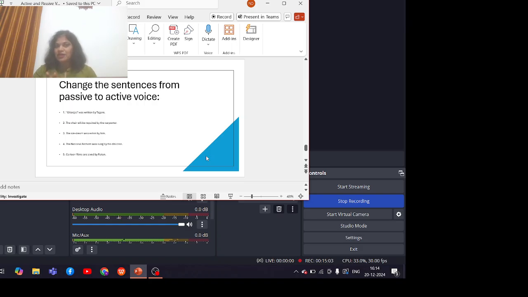Who wrote Gitanjali? Tagore. Tagore wrote Gitanjali. Gitanjali was written by Tagore. So this will be in active voice.